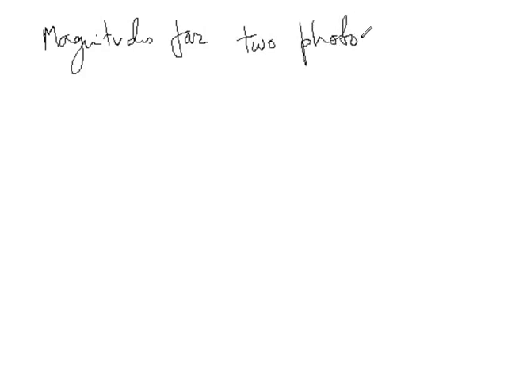You see, the definition of magnitude which we used in the very first class is in fact applicable to the magnitudes of two photometric bands of a star. So we can also define magnitudes for two photometric bands of a single star.